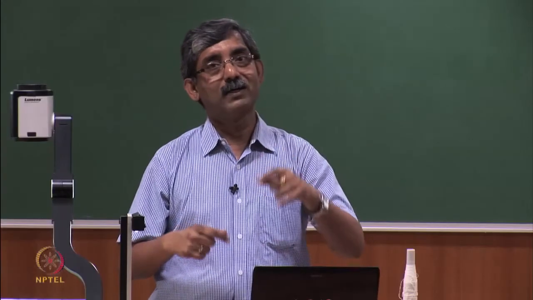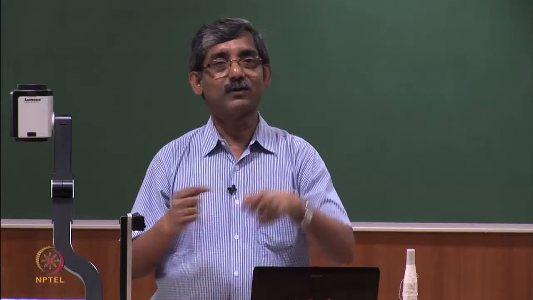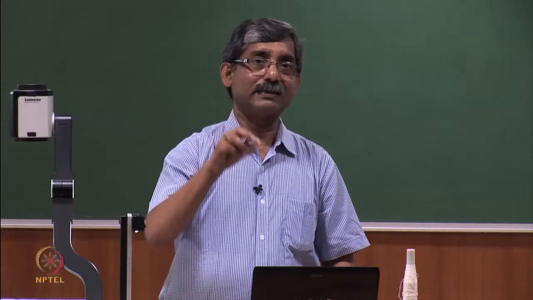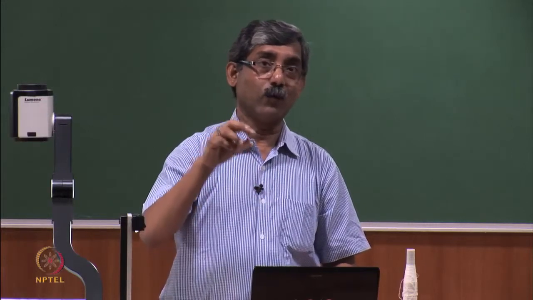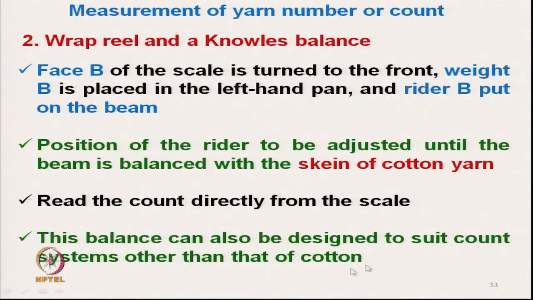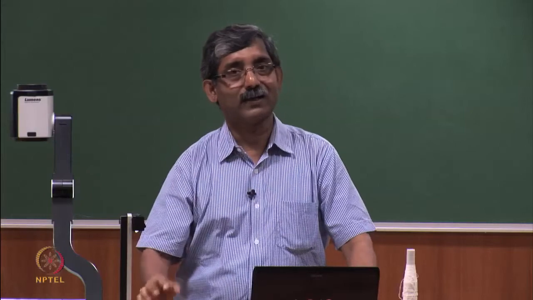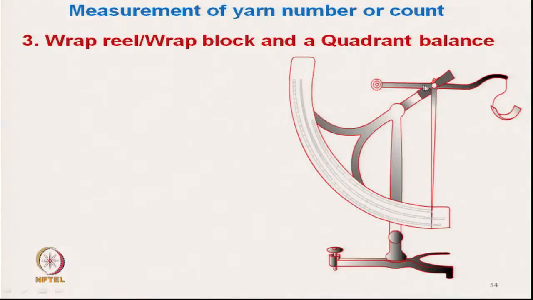So, one can always change the count system. Depending on the count system, one can change the mass or weight or rider or the scaling. It is the best idea just to change the scale, and one can directly get the count. Another system is called the quadrant balance. In the quadrant balance, again, we can get the count directly.